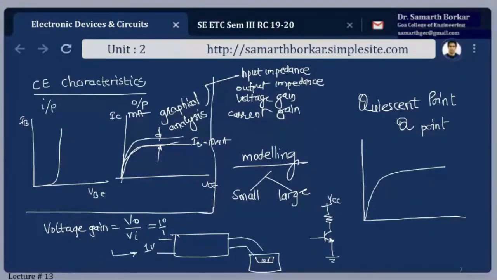See, the signal always travels from higher potential to lower potential. This is the ground connection. VCC is on the higher side, so the signal will travel from higher potential to lower potential. If I denote this resistance as RC, why RC? R stands for resistor, and C, because it is connected to the collector terminal. This is the collector, isn't it? This voltage is denoted as VCE, the voltage across collector and emitter.